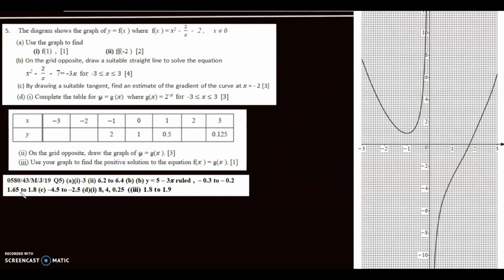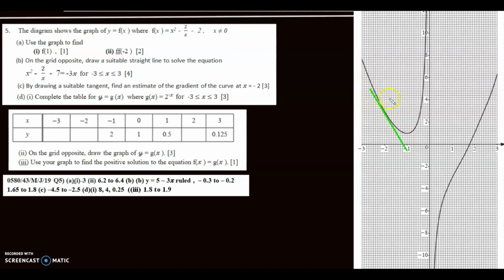Part C. By drawing a suitable tangent, find an estimate of the gradient of the curve at x equals minus 2. So where is x minus 2? Right here, and we will plot a tangent here. Make sure your tangent is touching the graph at only that particular point, at only minus 2. Where is minus 2 exactly again? Here. And here I'll draw a tangent. Again, my tangent will not be very exact because I'm not using the scale.